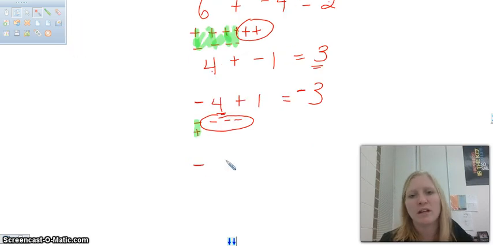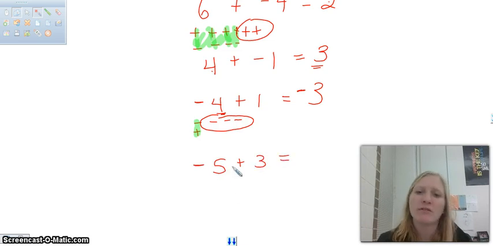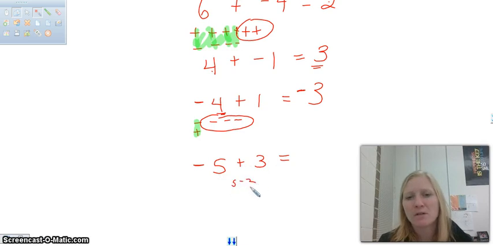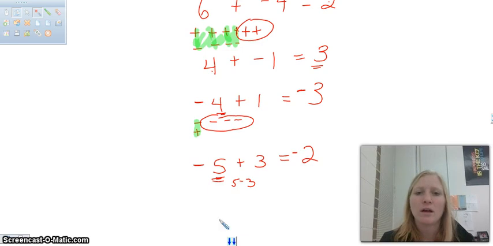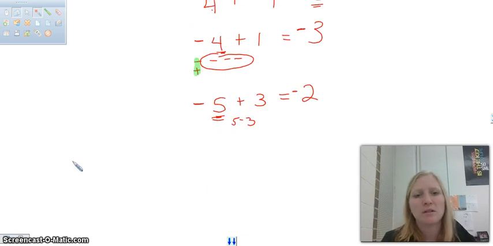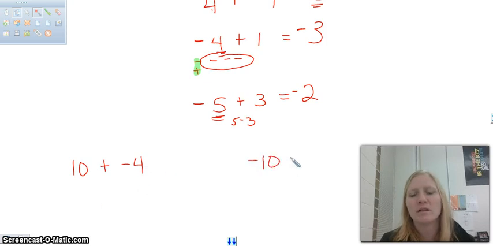So if I have negative 5 plus 3, I'm going to subtract. I'm going to think 5 minus 3, that's 2, but 5 is bigger, and 5 has the minus, so I have to put minus 2. What if we did these two? Let's look at these two problems. 10 plus negative 4, and then negative 10 plus 4.